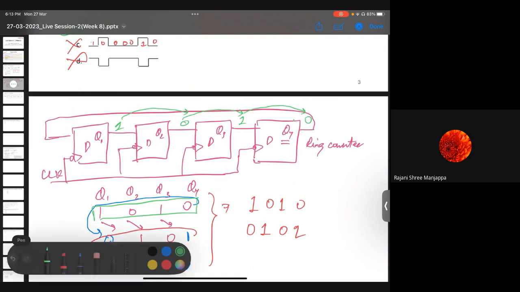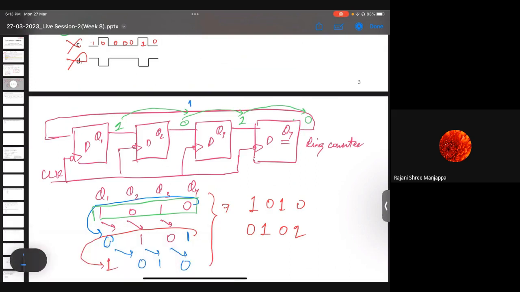This one will get shifted here, this zero here, and then this one here, and this zero is getting to the input of the first flip-flop, so this zero is getting shifted here. Then the answer would be the first one, no, sir? After applying the clock pulse, 1010 will get converted to 0101. Yes, that is what I'm saying.